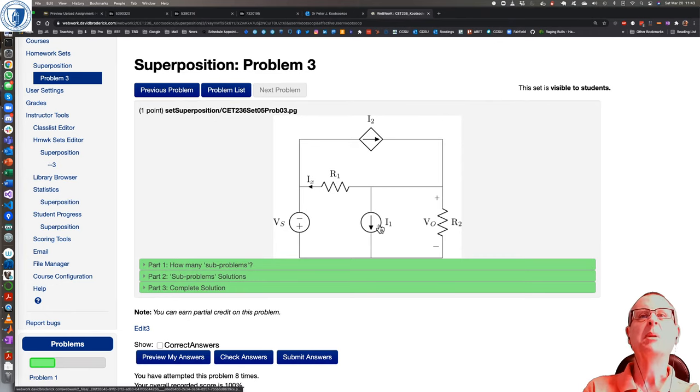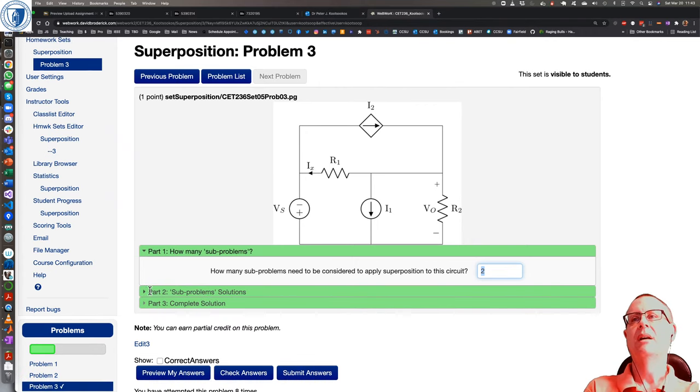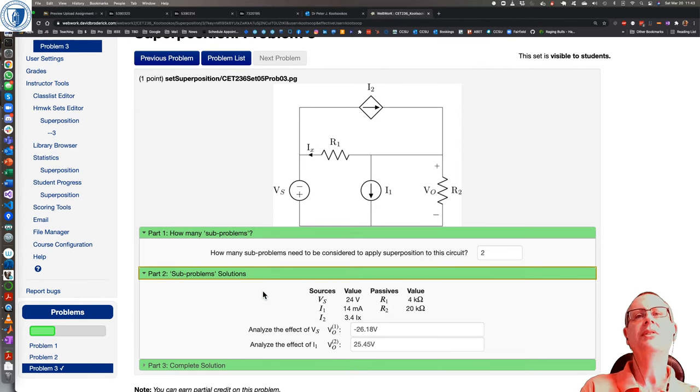So how many subproblems? Well, that's a dependent source, so we need to always leave it in. And then there are two independent sources. So that means the number of subproblems is 2, right? And then the question is, given those numbers, what is the output voltage in each case? Right, so we would first of all keep the VS and replace I1 with its.